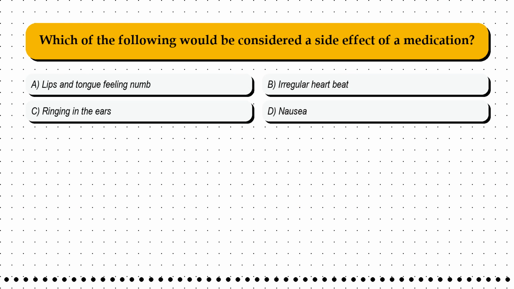Question 217. Which of the following would be considered a side effect of a medication? Option A, lips and tongue feeling numb. Option B, irregular heartbeat. Option C, ringing in the ears. Option D, nausea.